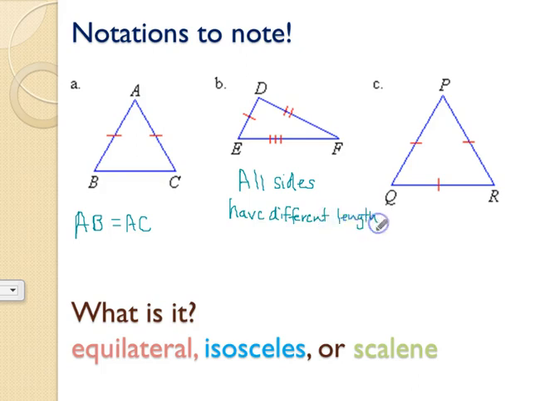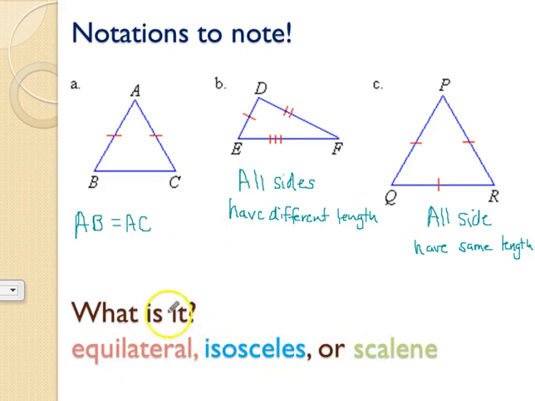Anytime you have the same number of ticks on different legs, that means that those leg lengths are the same. Looking at triangle C over here, we see that there's 1 tick on each side, so that would mean that all sides of this triangle have the same length. So those ticks can be very helpful to help us learn about different aspects of the side lengths.